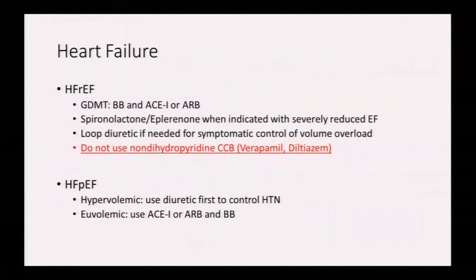In our other group with a preserved ejection fraction, the first question we ask and we look at when we evaluate our patients is if they're hypervolemic or no. If they're hypervolemic, then we should try to control their hypervolemia that could lead to control of their hypertension. So probably we can use a diuretic first. Now, if they're euvolemic and they are still hypertensive, then we can use an ACE inhibitor or ARB and a beta blocker.